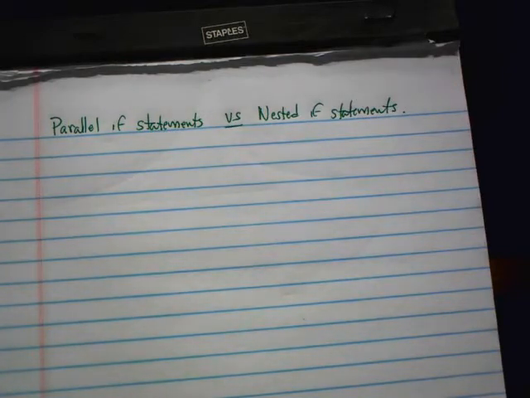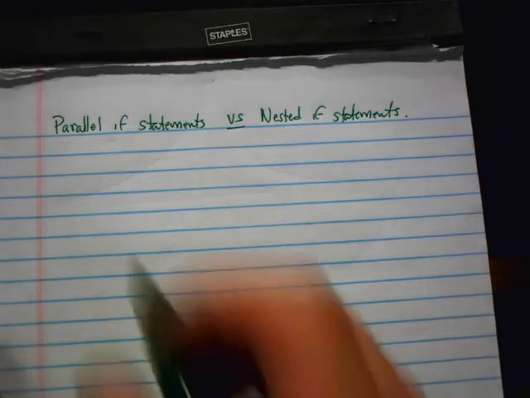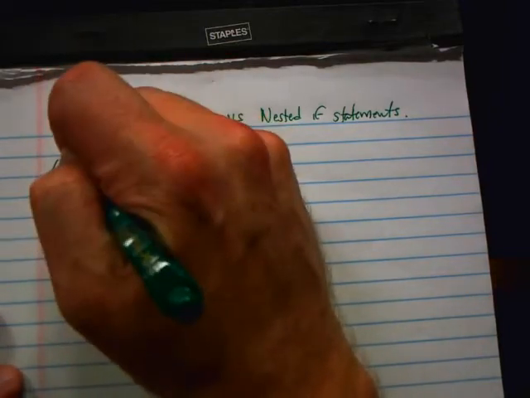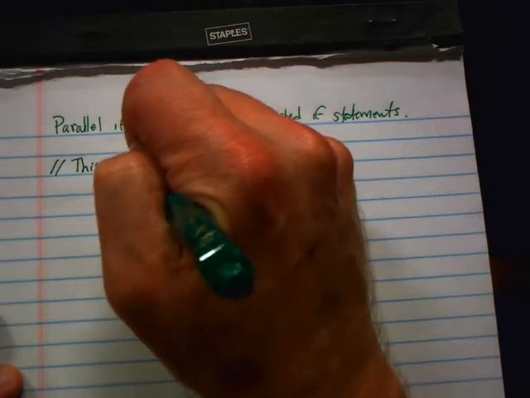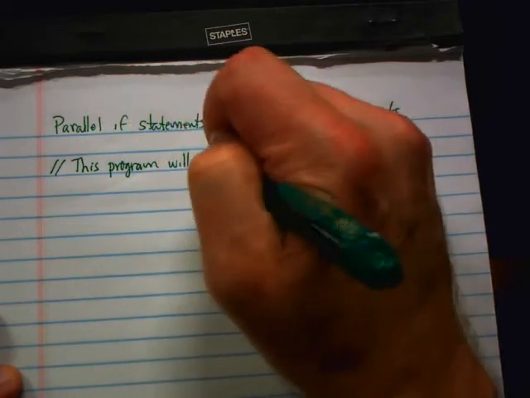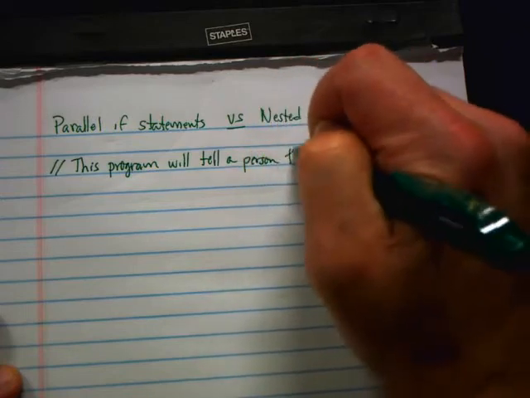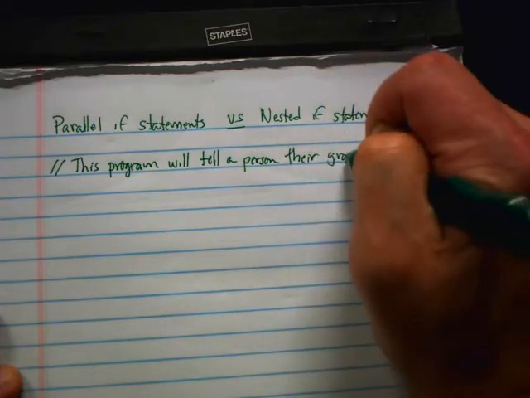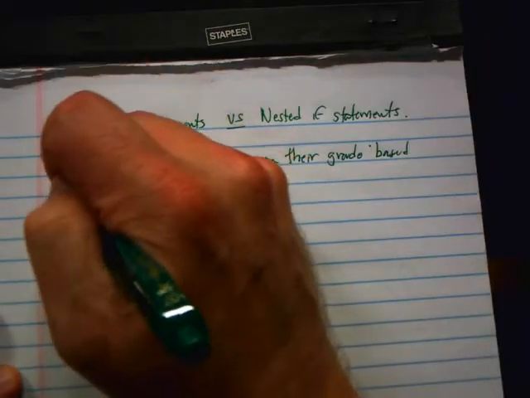All right, we're going to write a little program here. If I'm going to write a little program, how do I start? First thing I write is documentation. This program will tell a person their grade based on their average.